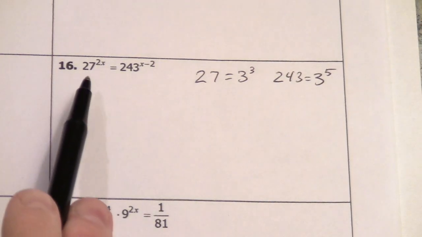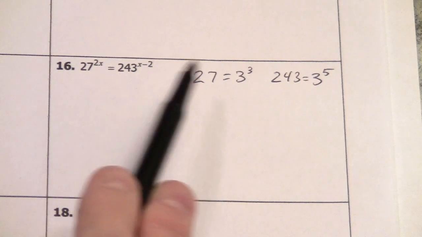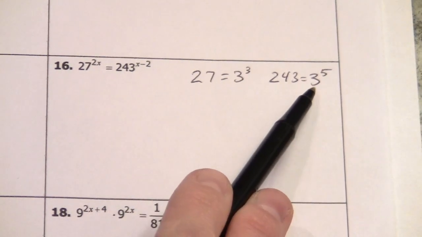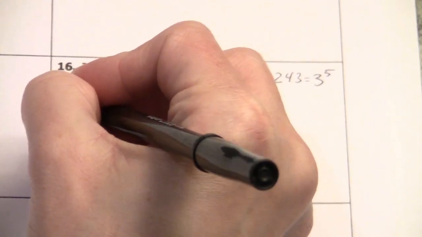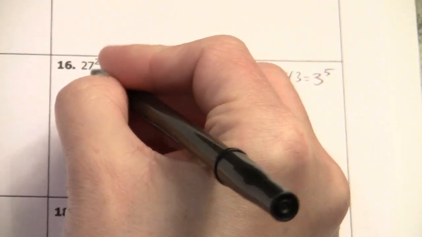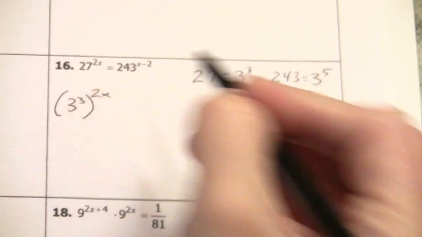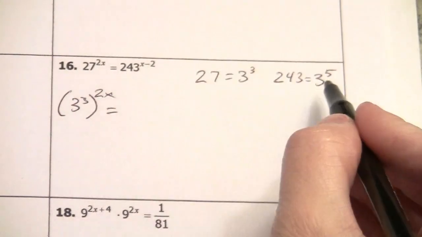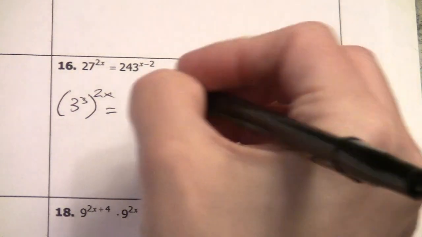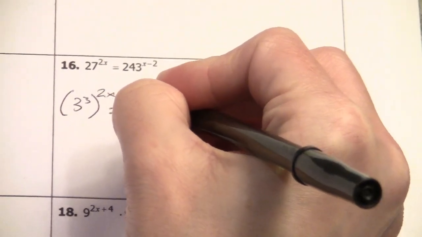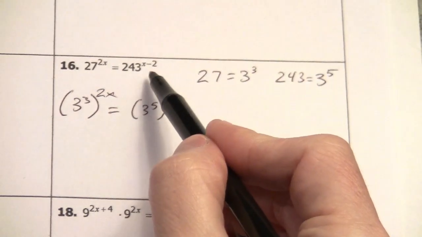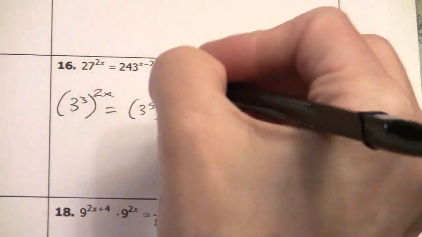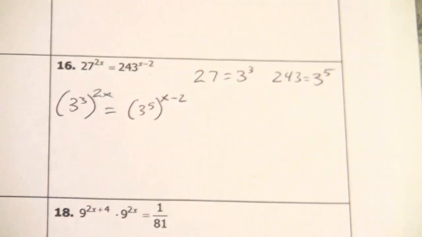All right, so let's change this 27 and this 243 to 3 cubed and 3 to the 5th. So first, the 27 becomes 3 cubed, and that is raised to the 2x power, equal to 243, which is 3 to the 5th. So let's change that to 3 to the 5th power, and it's raised to the x minus 2. So let's have x minus 2 here.